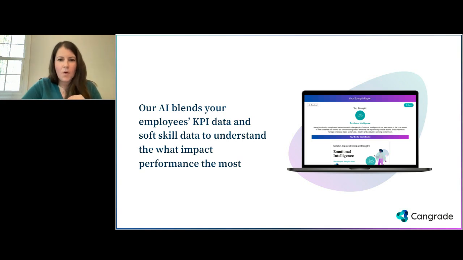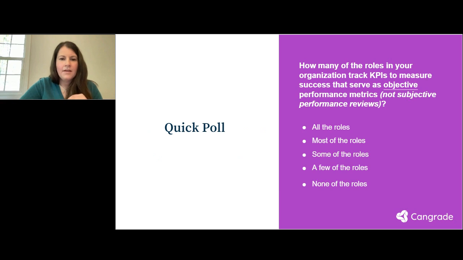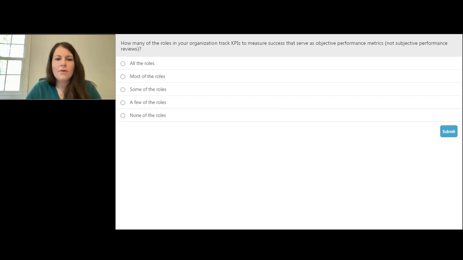So I want to take a minute for a poll. How many of the roles in your organization track KPIs to measure success that serve as objective performance metrics, not subjective performance reviews? And so I think that key word in this question is objective performance metrics. So not, I like them, they were a good fit, I recommend them for promotion, but really looking at cut and dried numbers. Would you say it's all of the roles in your organization? Most of the roles? Some of the roles? A few of the roles? Or none of the roles?